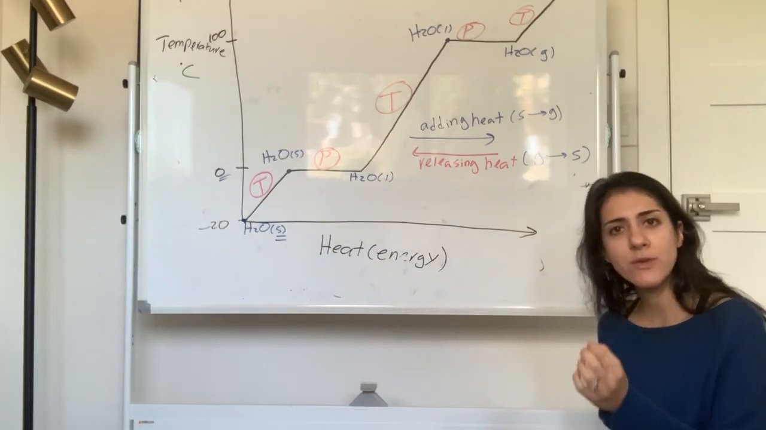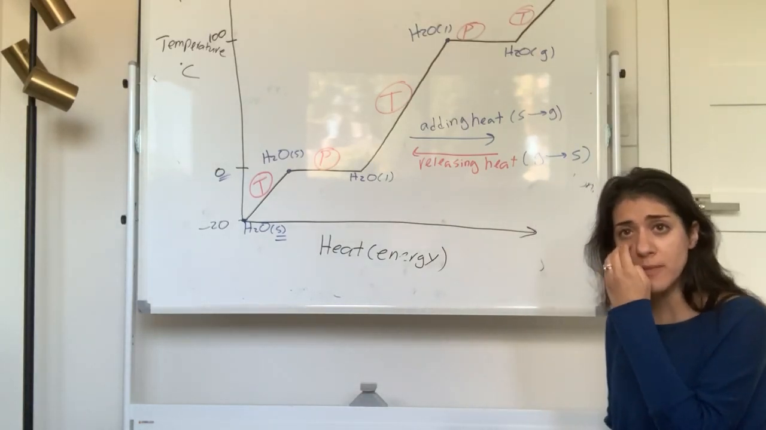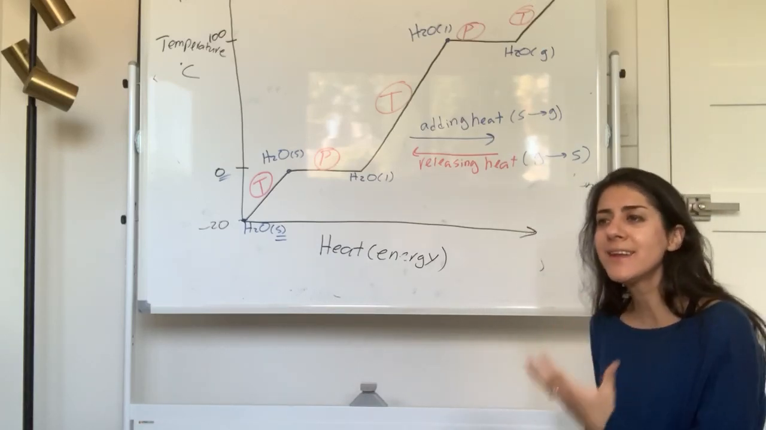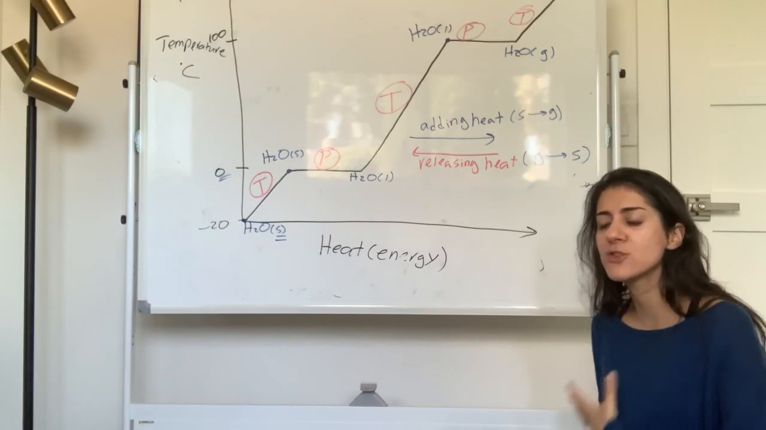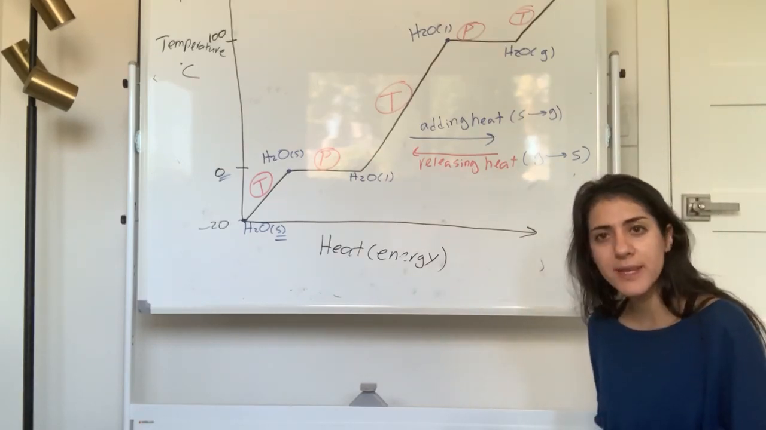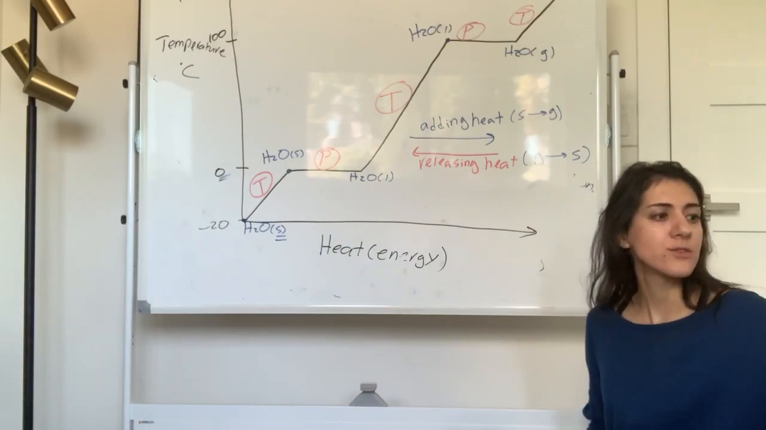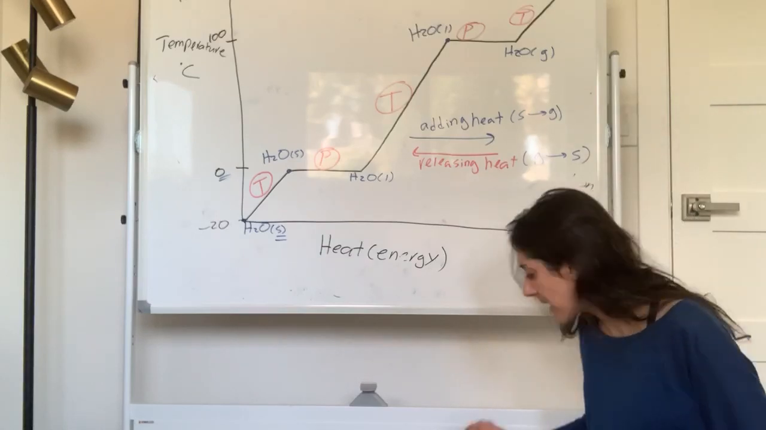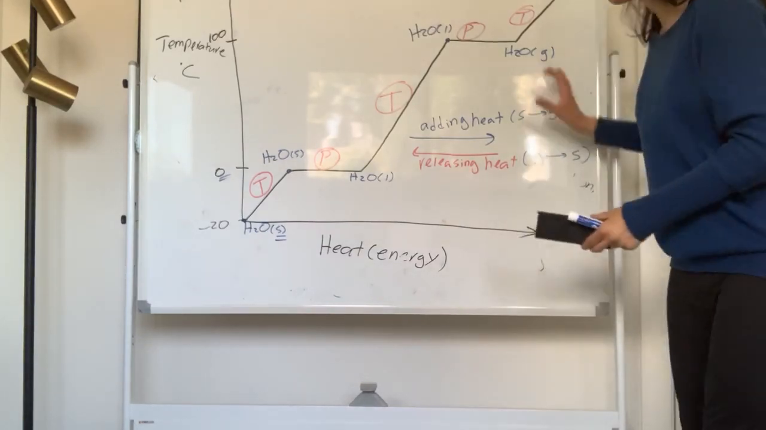Now, here's what you need to remember. What you need to remember is that you need energy. You need energy to do a phase change or a temperature change. You need energy to do a P change or to do a T change. So now we are going to go over those equations for energy. Are we good with this?